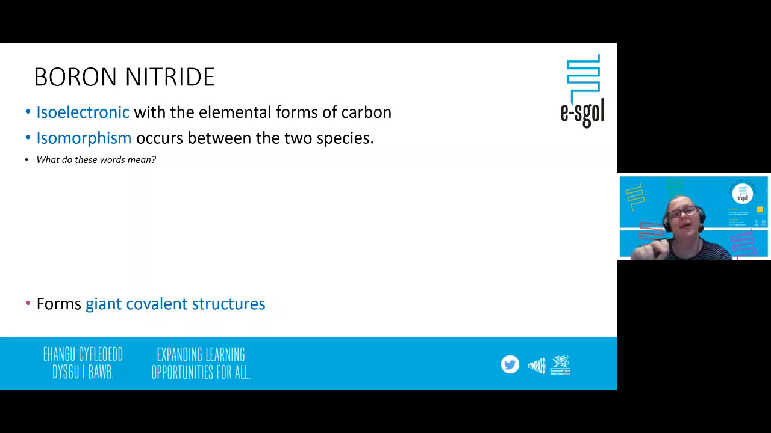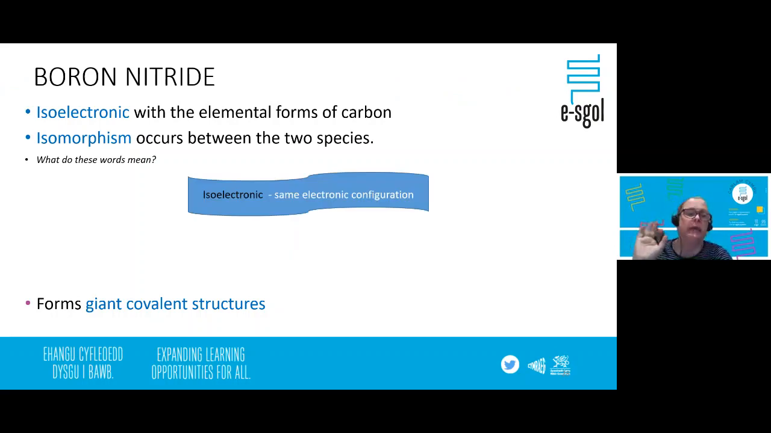Well, what do the words isoelectronic and isomorphism actually mean? Well, the first one, to be clear, it has got the same electronic configuration. So because boron is in group 3 and nitrogen's in group 5, when you bond them together, it's actually therefore the same electronic structure within the entirety of the structure now as would be a single atom, so group 4. So it's to do with the fact that mathematically you've got 3 and 5, which averages out at 4, and then you've got them being isoelectronic with each other therefore.